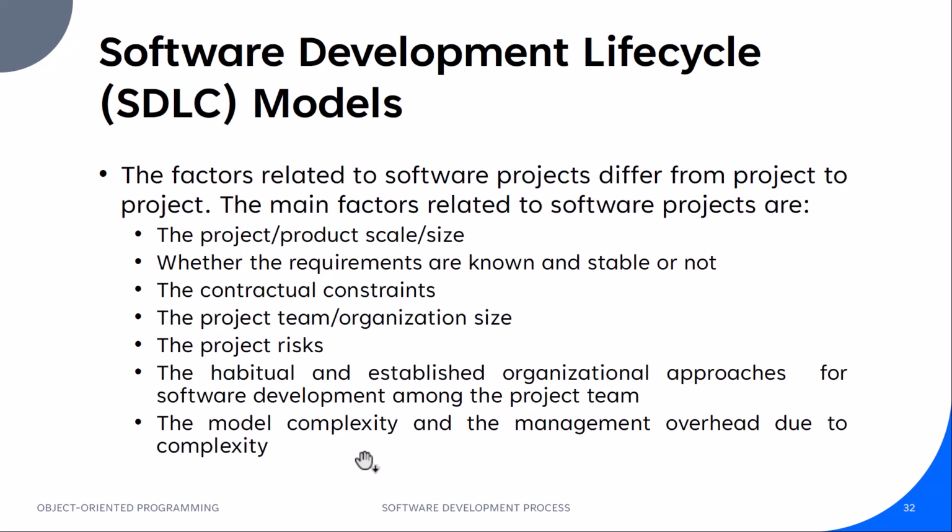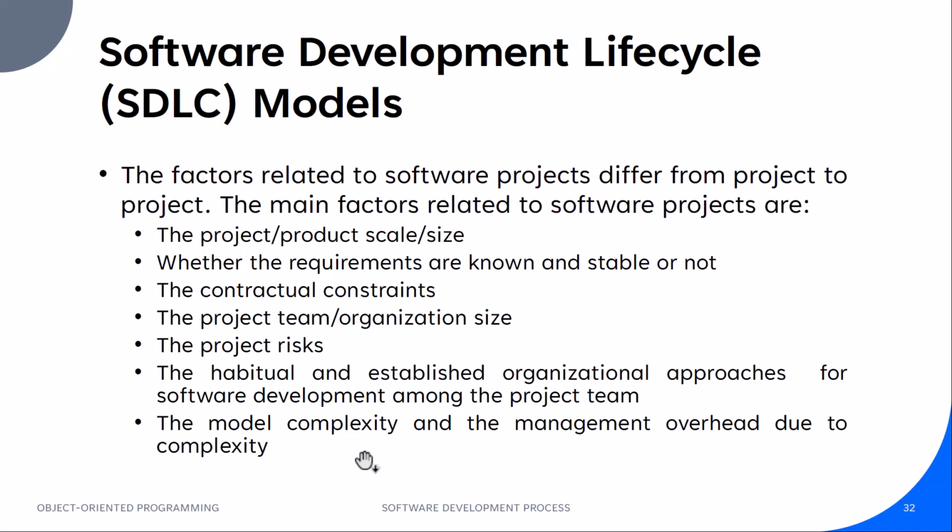Now, also the habitual and established organization approach for software development among the project team is a factor. For example, if our team is accustomed to using the waterfall model, then we may prefer this model over others. Or if our team has a habit of developing projects in an agile manner, then we may choose agile methods over others. Of course, we have to do a trade-off between certain other factors such as the project or product size or scale, the project team and organizational size, or the project risk.